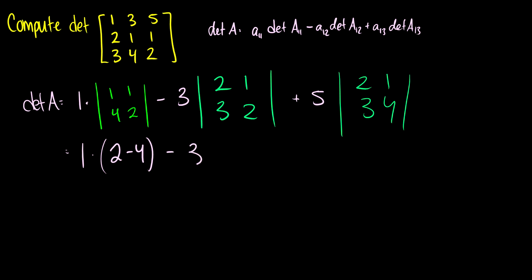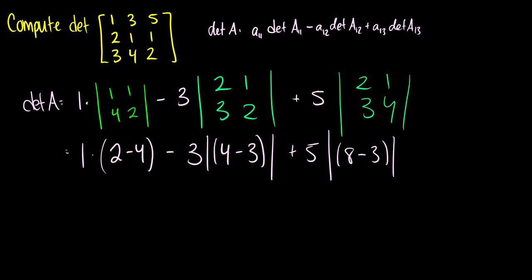We're going to subtract, and the determinant of the second one here is going to be 2 times 2 minus 1 times 3. And we're going to add 5 times the determinant of the third matrix, so this is going to be 2 times 4 minus 1 times 3. Put these all together, we get negative 2 minus 3 plus 20, so our determinant is going to be equal to 20.